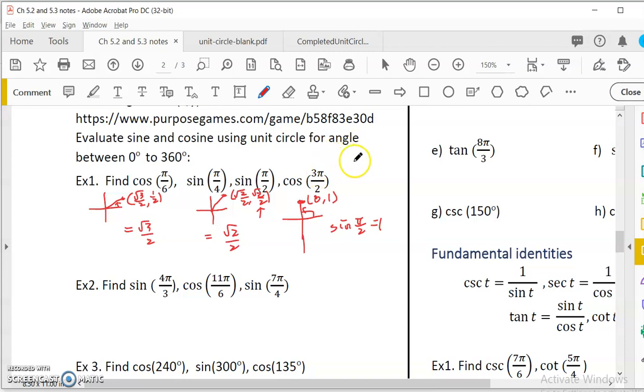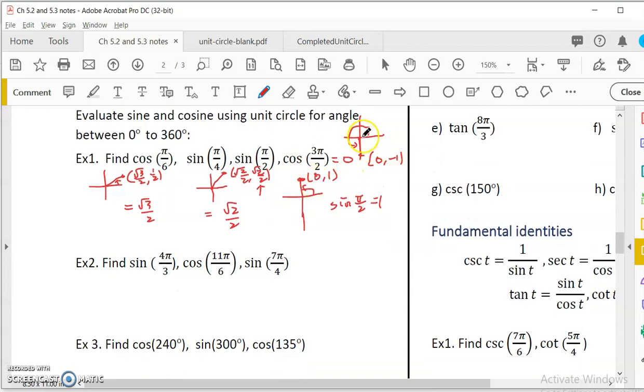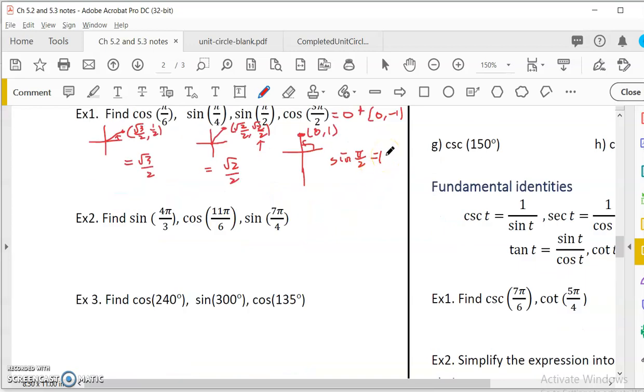Cosine 3 pi over 4. So cosine 3 pi over 4 is here, so you draw the angle. This point is 0, comma negative 1, but cosine is the x coordinate, so I say it's equal to 0. So just give yourself a chance every time you evaluate something, we draw the part of the unit circle that helps you to find it.